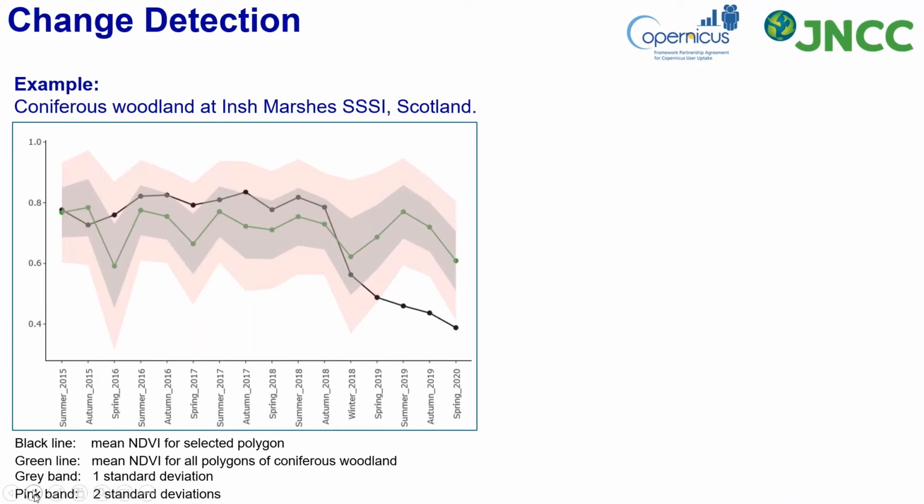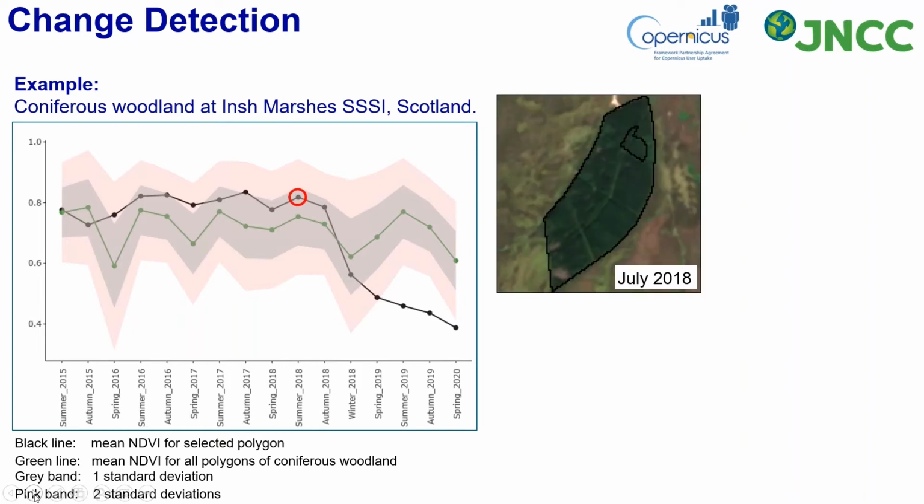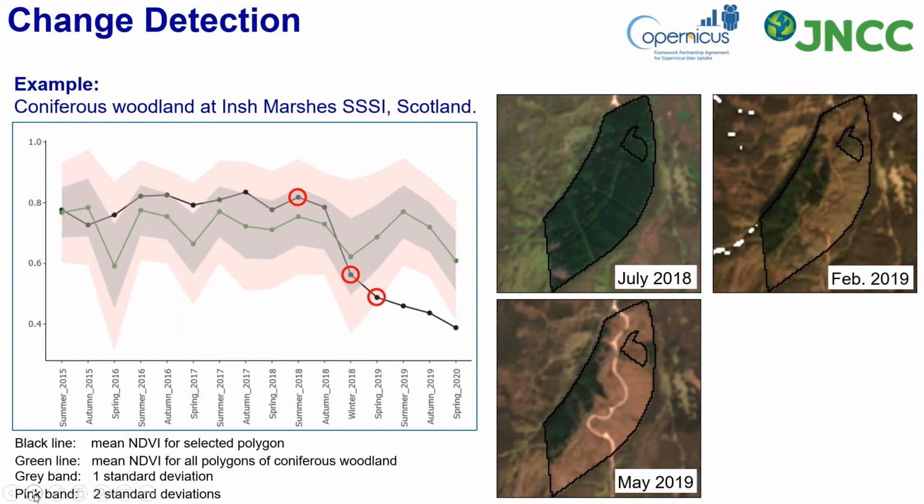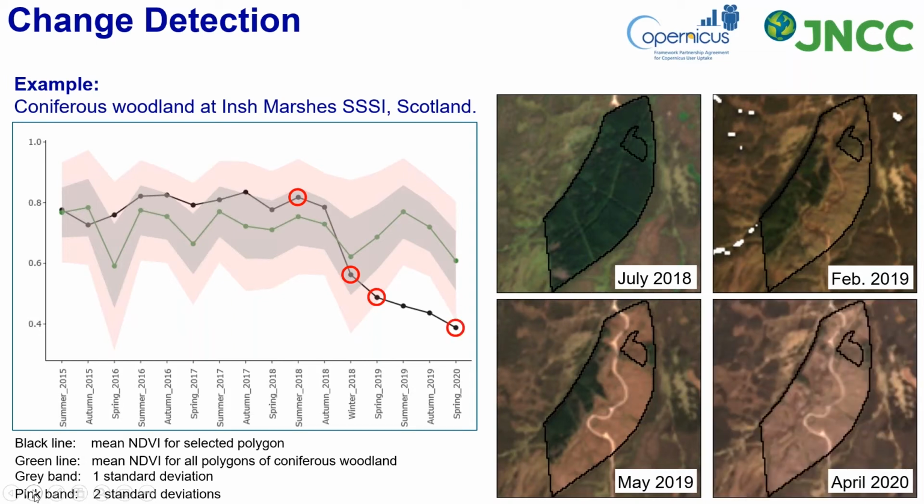And then around winter 2018, it suddenly drops and just keeps on dropping. So we look at the imagery, we can see that it's quite a healthy looking woodland. Then by winter 2018, a lot of it's been chopped down. May 2019, a bit more has been chopped down. And by April 2020, the entire thing has been clear felled. So you can look at the images and see, well, there's a very good reason why what we're seeing on the graph has happened.